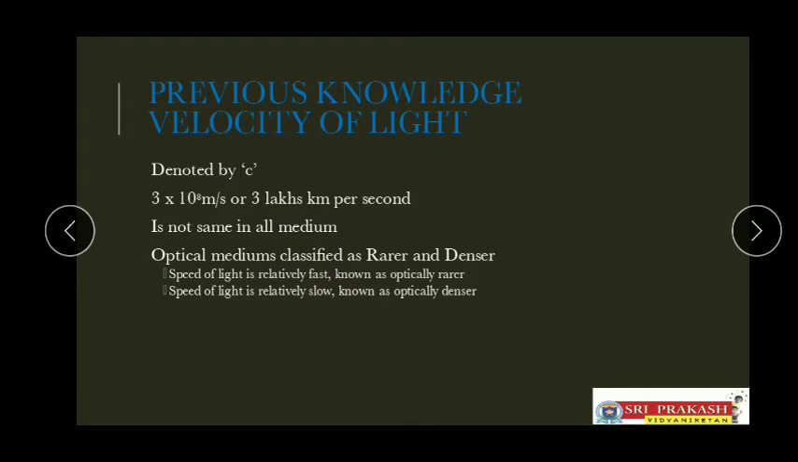When you take two mediums, light is going to travel relatively fast in one, that is called optically rarer medium. In the other one, the light velocity is relatively slow, that is called optically denser medium. So this is an important classification which was done based on the velocity of light. A medium which makes the light travel faster is called optically rarer. Relatively, if it is slow, it is called optically denser.